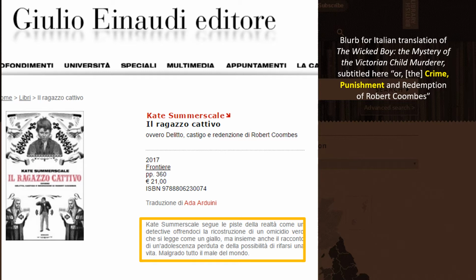Instead of The Mystery of a Victorian Child Murderer in the original, or The Mystery of a Child Matricide in the Victorian era, as in the French, the Italian quite deliberately and explicitly seeks to insert the text first into an archive of high-status 19th century literature. The subtitle is Delitto Castigo, the Italian translation of Dostoevsky's famous 1866 novel about a murderer that we know as Crime and Punishment.